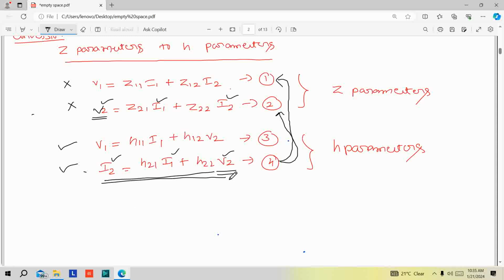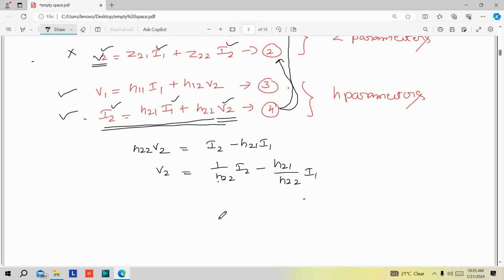Okay, so here I want to calculate V2. I'm shifting H22 to the other side: H22 V2 equals I2 minus H21 I1. So V2 is equal to 1 divided by H22 I2 minus H21 divided by H22 I1. I'm just shifting this H22 below. Then what is the next step?